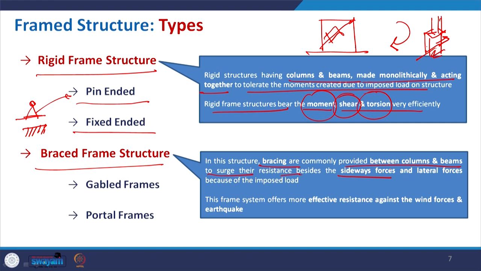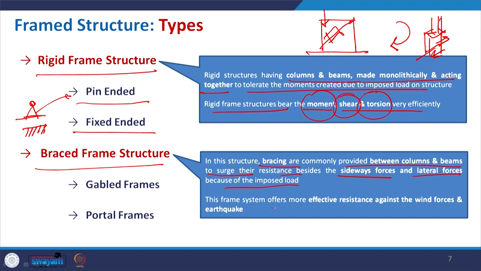So, the previous one, the rigid frames and other combinations we mentioned, will take care of the gravity load. Whatever happens due to the gravity load will be taken care of, and this is basically taking care of the lateral load.